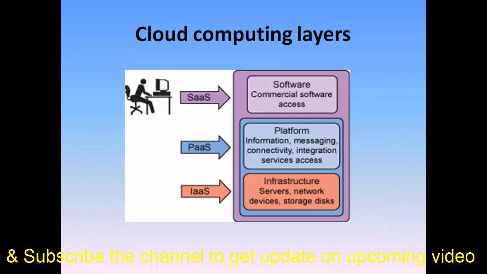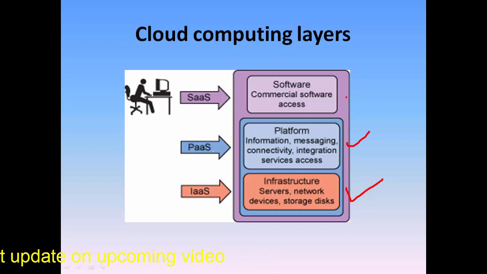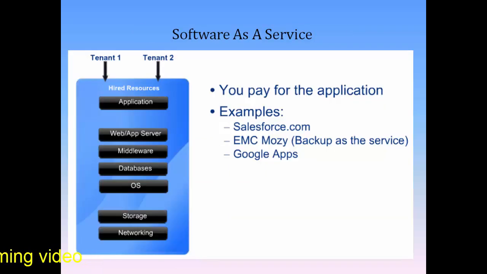If I can have a little more of your time: cloud computing layers. Number one, infrastructure as a service, IaaS; PaaS, platform as a service; and SaaS, software as a service. We will discuss them one by one.